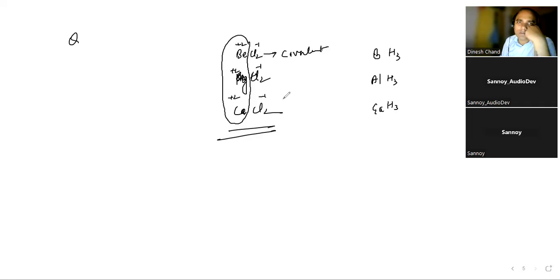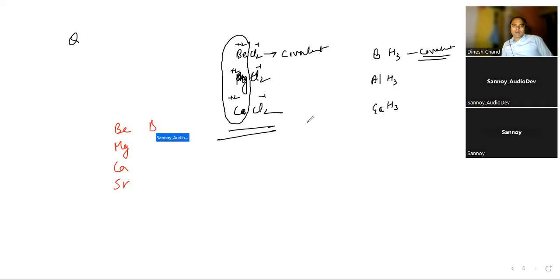BeCl2 will be the most covalent because beryllium is in the second period, on top. Then comes Mg, then Ca, Sr, Ba and Ra. So this one is the smallest, and then one shell increases each time. Al and Ga come later; they are group 13 elements.